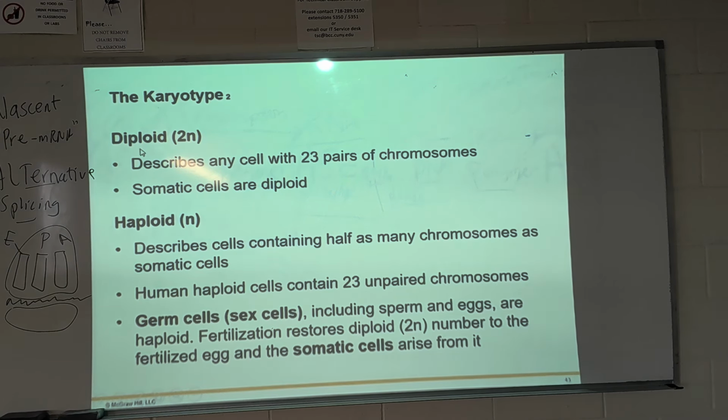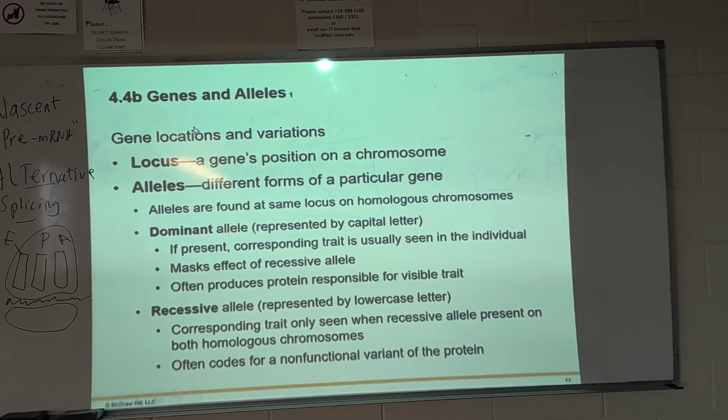So you have diploid, we talked about that earlier, diploid cells. They describe any cell with 23 pairs of chromosomes. You have haploid cells, these describe cells that contain half as many chromosomes as the somatic cells. The germ cells, those are the sex cells, the eggs and the sperm, and they're haploid. So the fertilization is going to restore the diploid 2n number to the fertilized egg, and the somatic cells are going to arise from it. Gene locations and variants.